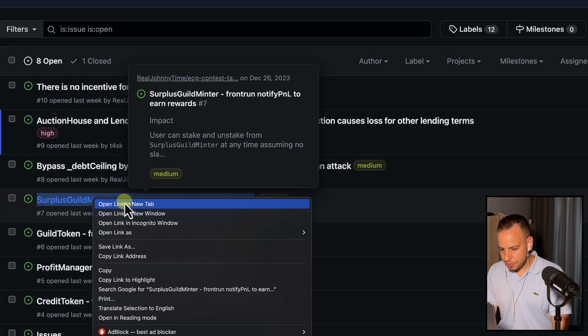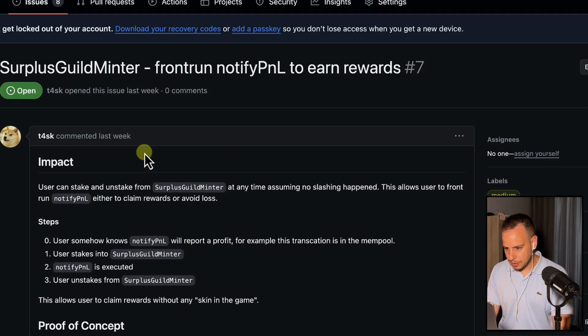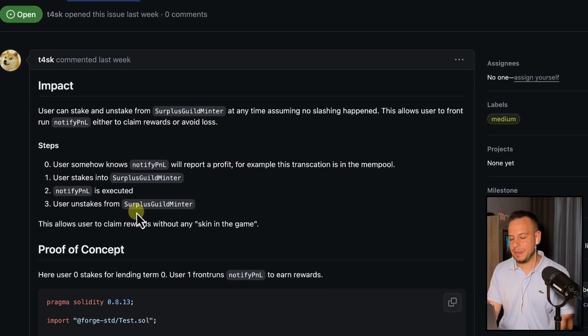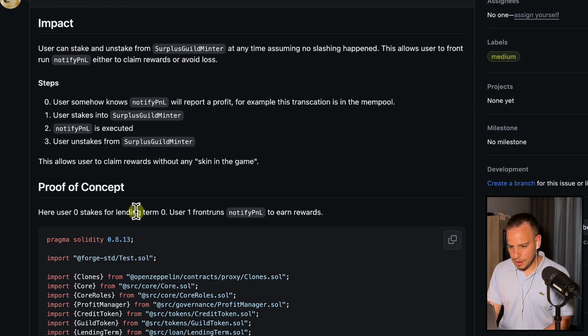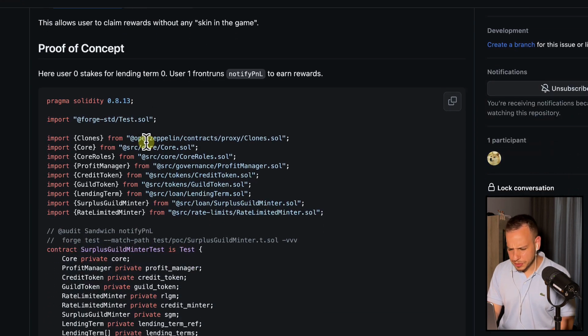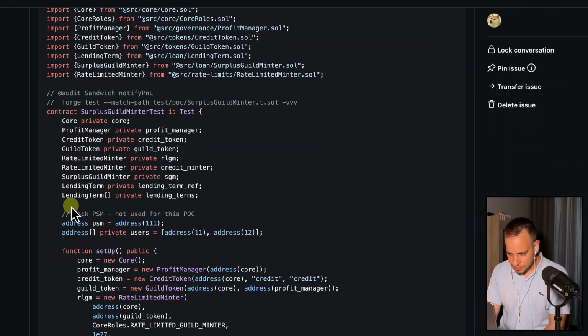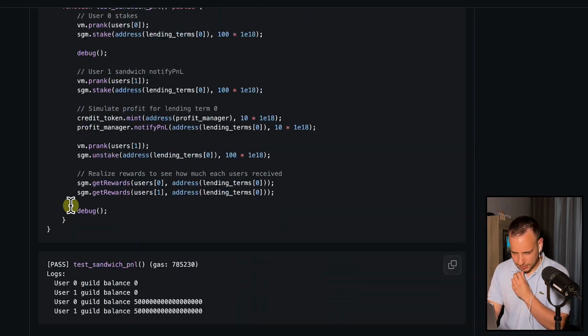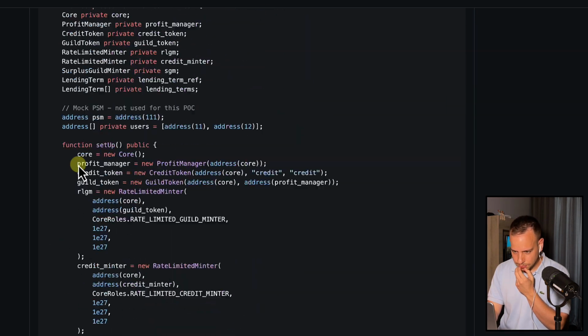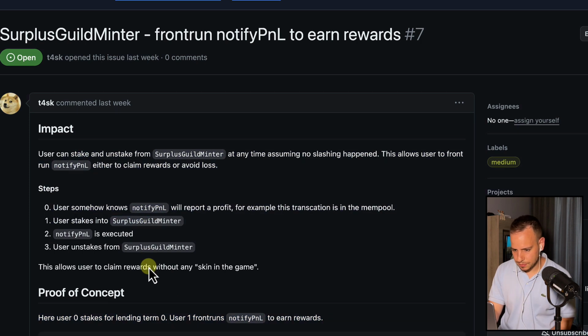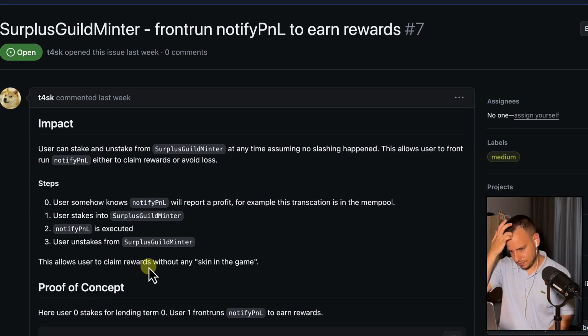There is another front running that is possible in surplus guild minter. So it's based on a similar, what's the difference between them? I forgot. I think this was on credit token. Can you scroll up to the introduction? Yes. Okay, user can stake and unstake front surplus guild minter. So this is a bug with the credit token. Same attack idea, but instead we're doing it with the credit token here.